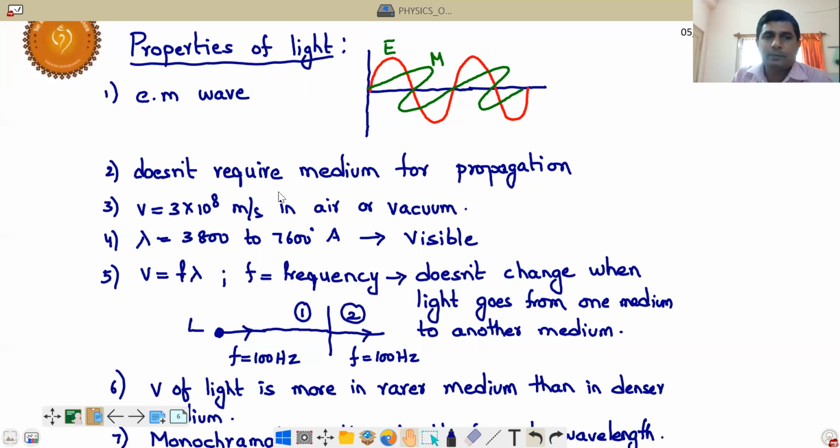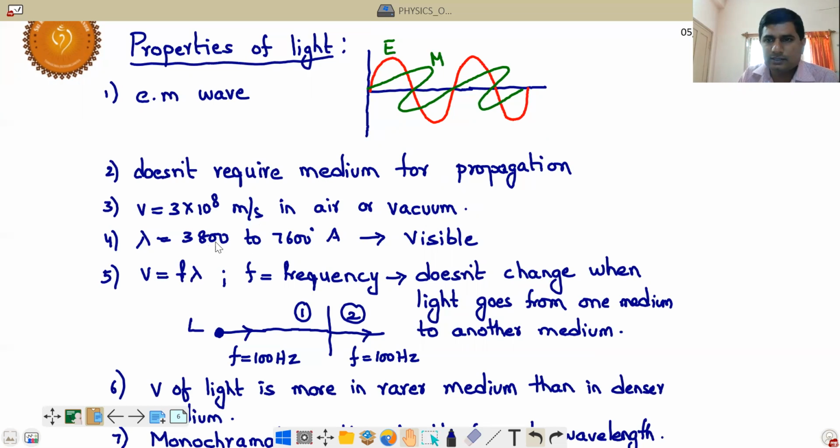Second property: light doesn't require a medium for propagation, unlike sound. Sound requires a medium for propagation. Next one, velocity of light. What is the velocity of light? Velocity of light is equal to 3 into 10 power 8 meters per second in air or vacuum, and it varies from medium to medium. In another medium, it will have some other value. For example, in glass, it may be 2 into 10 power 8 meters per second, or in water, it will have some other value.